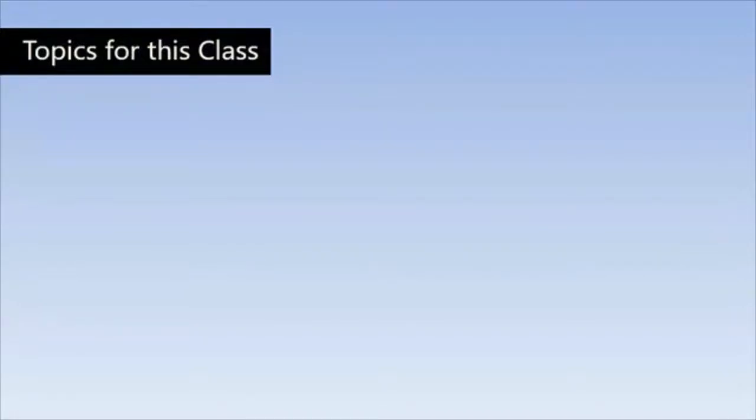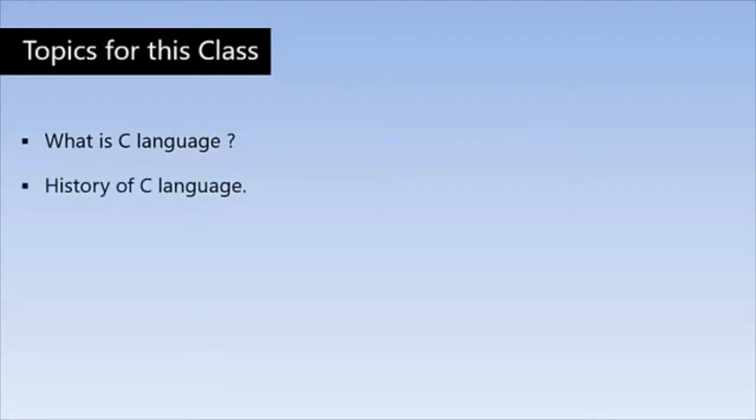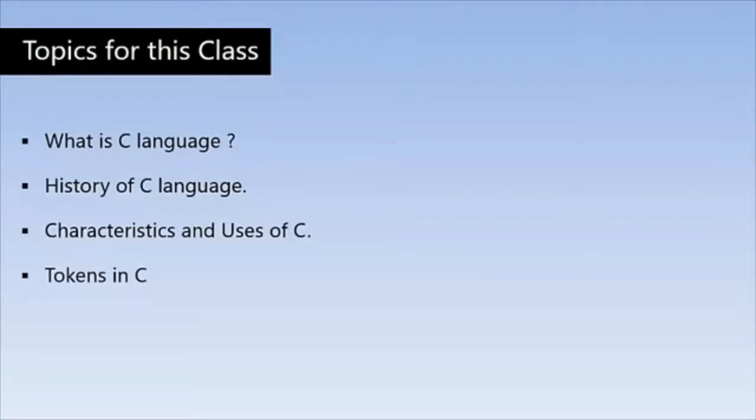Hello friends, in this class we'll be talking about the fundamental things in a C program. First let us look at what is C language, and then the history of C language. Then we'll look at the characteristics and uses of C, and at last tokens in C. Let us look at each of them individually and understand what they are.